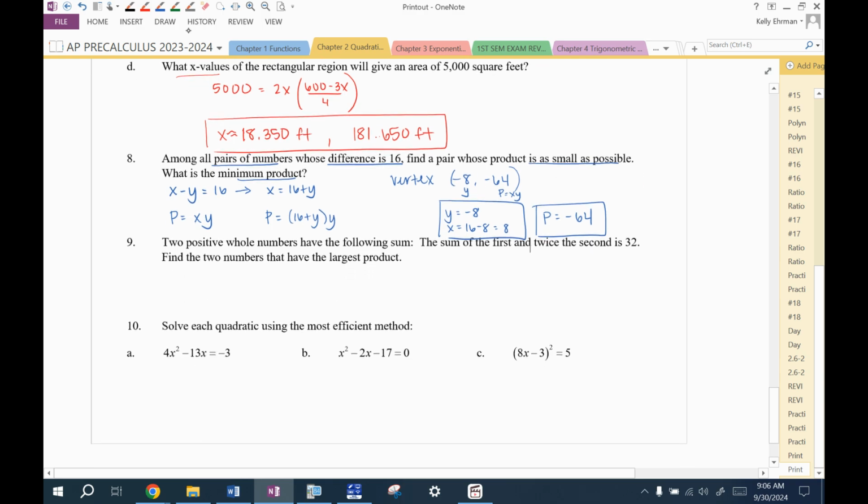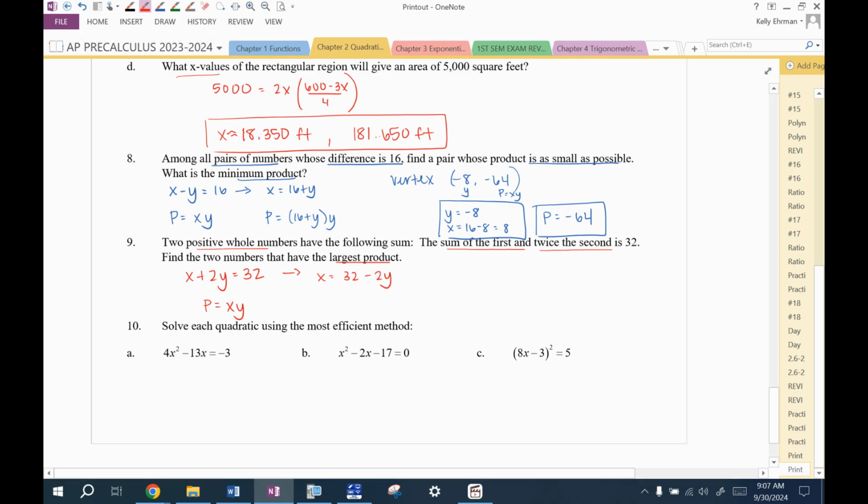Okay. Two positive whole numbers have the following sum. The sum of the first and twice the second, x plus 2y, is 32. Find the two numbers that have the largest product. So again, product is x times y. Let's solve this equation for x because that's just one step to do that as opposed to two steps in fractions for y.